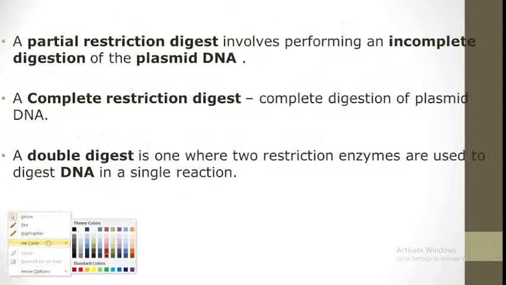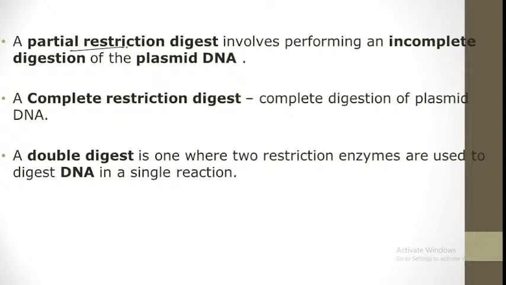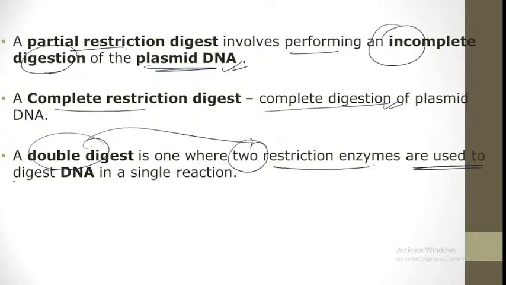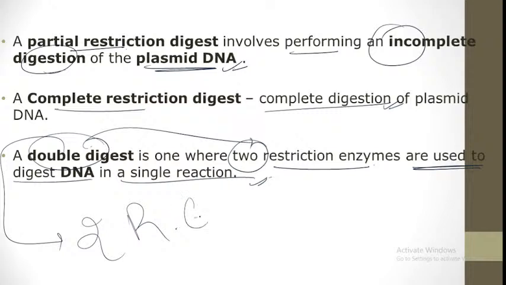What does partial and complete digestion mean? Partial means performing incomplete digestion of the plasmid DNA. Complete means when the complete digestion is there. And there is one more thing, that is double digestion. What is double digestion? When two restriction enzymes are used to digest the DNA in a single reaction. Simple. Double digestion means when you are using two restriction digestion enzymes in the same reaction.